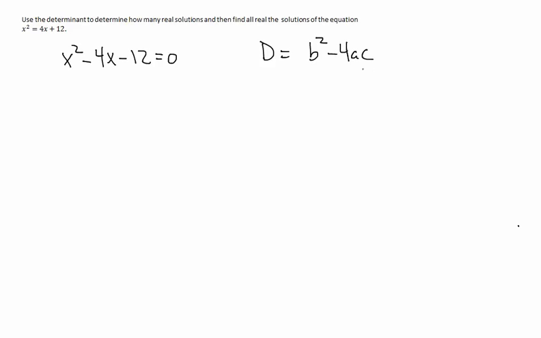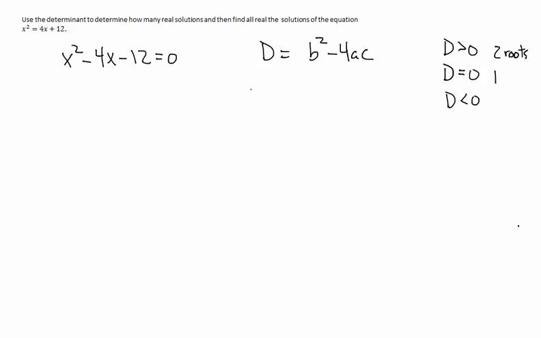And if this looks familiar, it's the inside the radical of the quadratic formula. And remember, if d is greater than 0, we have two roots, or two real solutions. If d is equal to 0, we have one solution. And if d is less than 0, we have 0 real solutions.